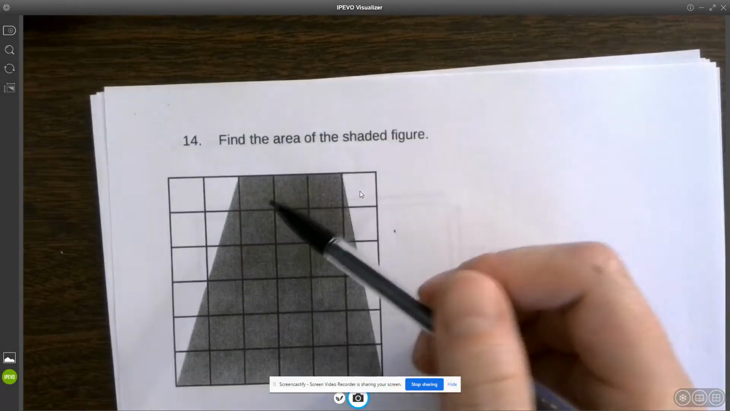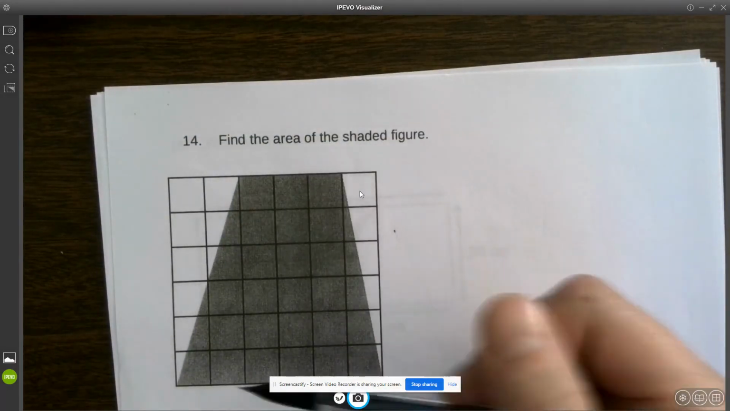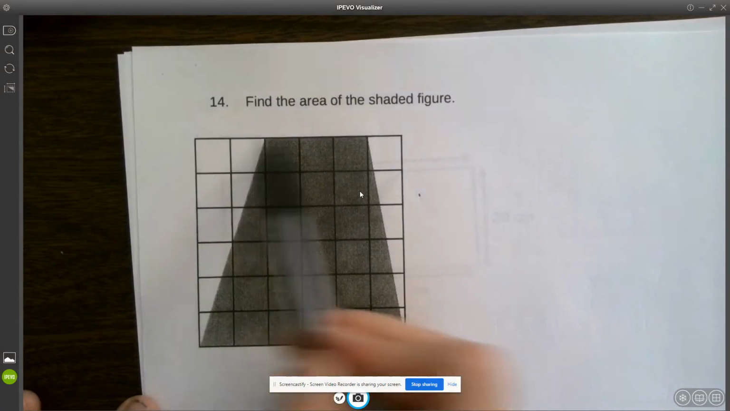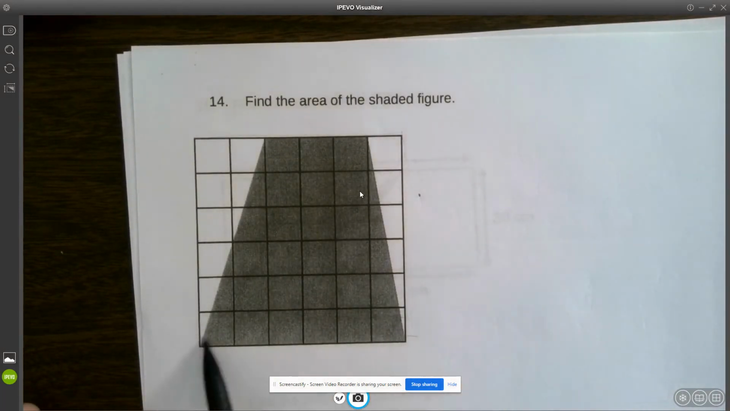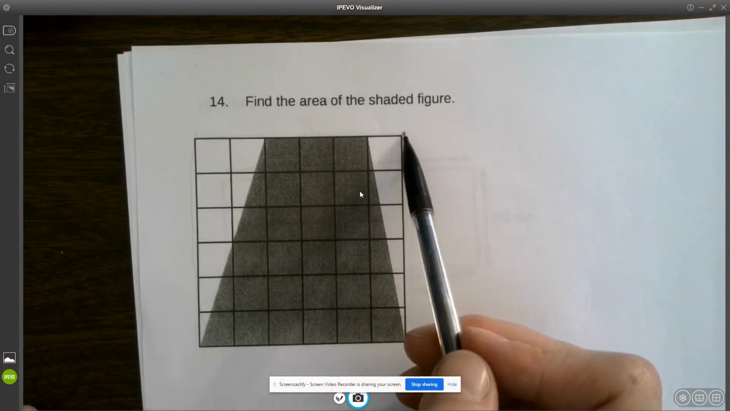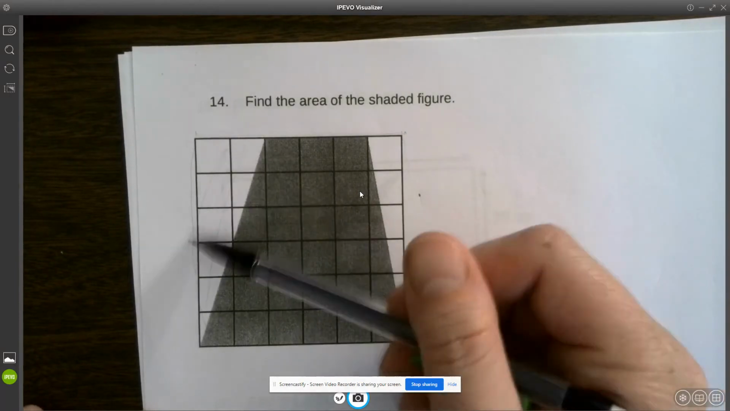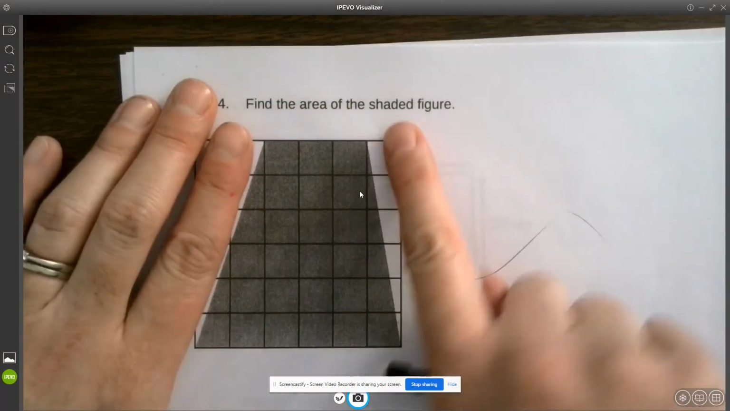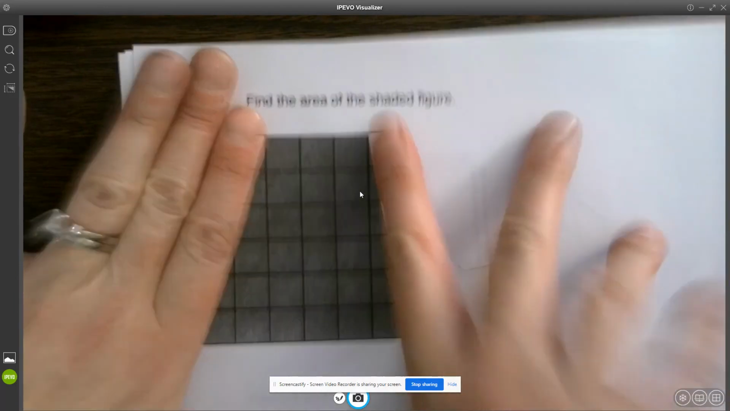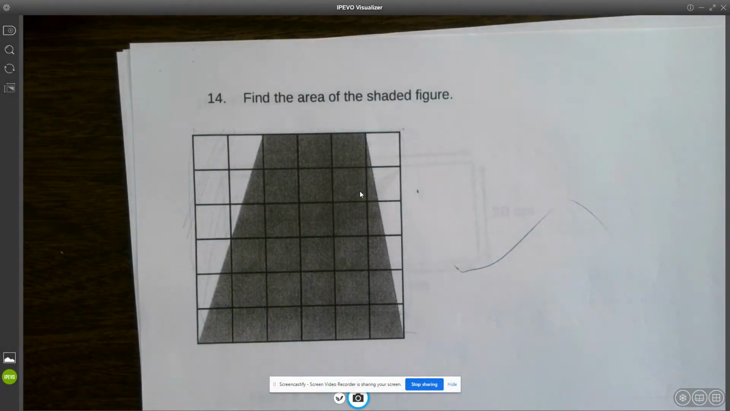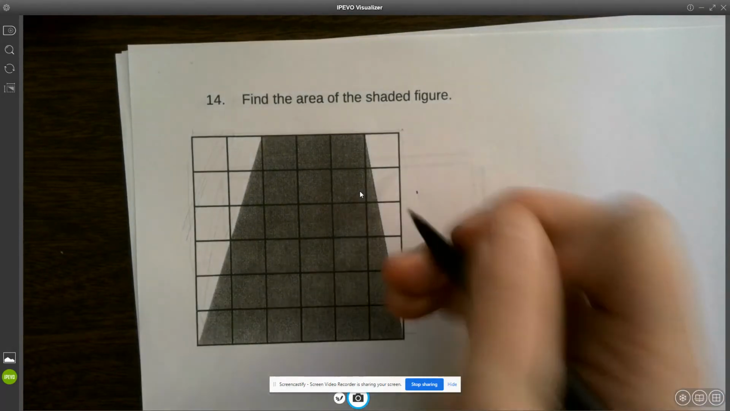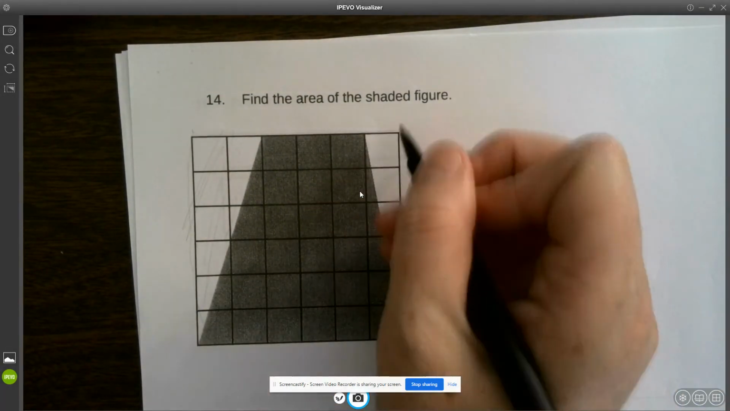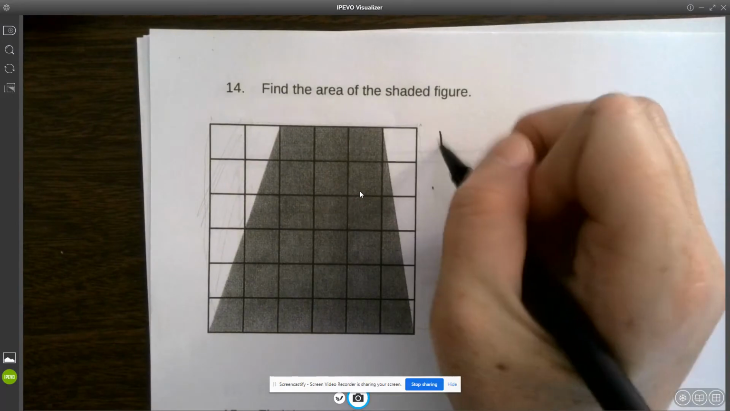All right, number 14. So this one, I can't find the area of this weird shape. So instead, I'm going to find the area of this big rectangle and then subtract this white triangle and subtract this white triangle so that I have only this left. I'm going to switch to a pen so that I can write better. Okay, so let's first find the area of the big rectangle.